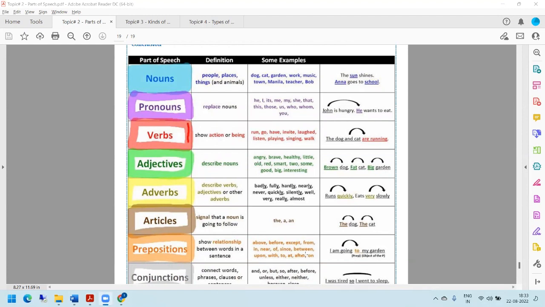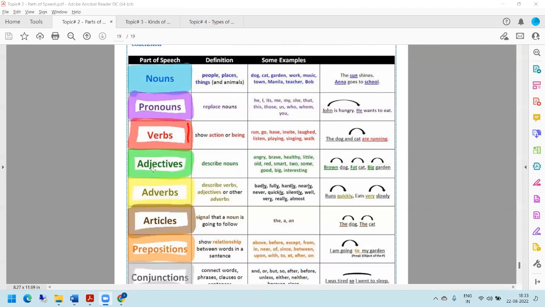Pronouns replace nouns, like he, she, it, and all that we discussed yesterday. An example: John is hungry. He wants to eat. Here John is a noun, and instead of the noun in the second sentence, he is used, which is a pronoun. Then verb. Verbs show action or being, like run, go, eat, write. In this case, the dog and cat are running. So the verb here, running, is the verb.